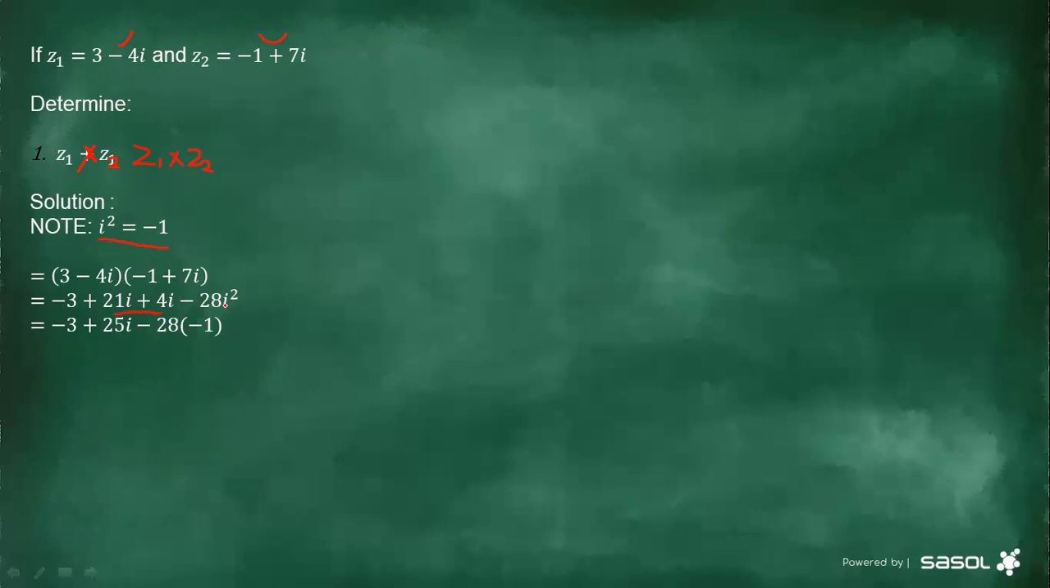Then remember I said that i squared is equal to negative 1. So instead of i squared, you just substitute with negative 1. And then from there, you say negative 3 plus, because this one is going to give us positive, plus 28 gives us positive 25, plus 25i. So that is the answer for that.